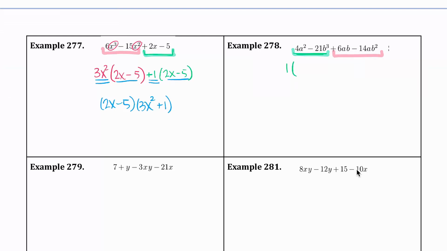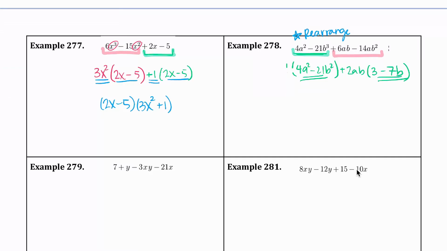But if I take out a 1, I'm left with 4a squared minus 21b cubed. Nothing changed there. The second one, I could take out a 2ab. If I do that, I'm left with 3 minus 7b. Well, obviously, I do not have common factors here, so that factoring by grouping like that really didn't help me. So if we try it like this, and we do not end up with those matching binomials right here, one thing we can try is to rearrange this problem. So I'm going to put a little star here and put rearrange.